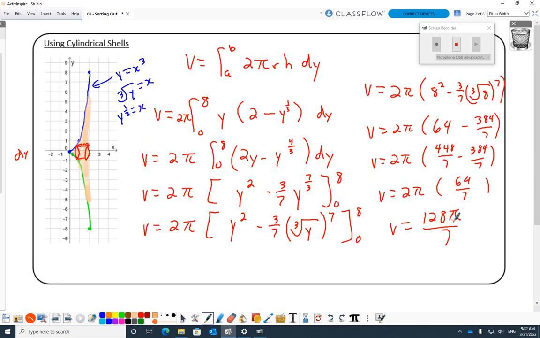Yeah? So, a bunch of things to say about this. The first is this method works. Got the same answer. The second is, would you do this question with cylindrical shells if you had any choice in the world? And the answer is no. Next, for you future teachers, then why do this example?